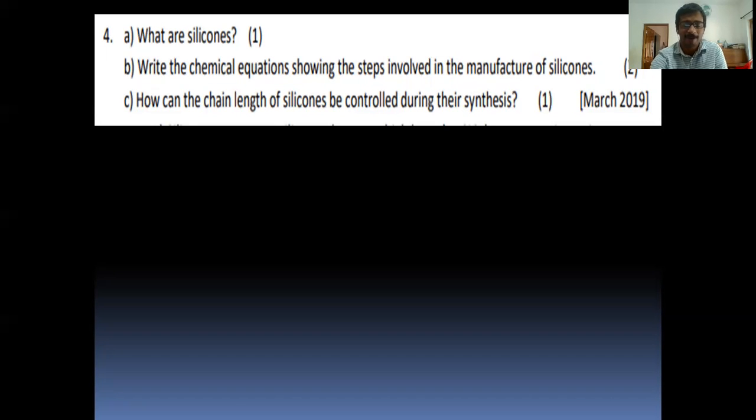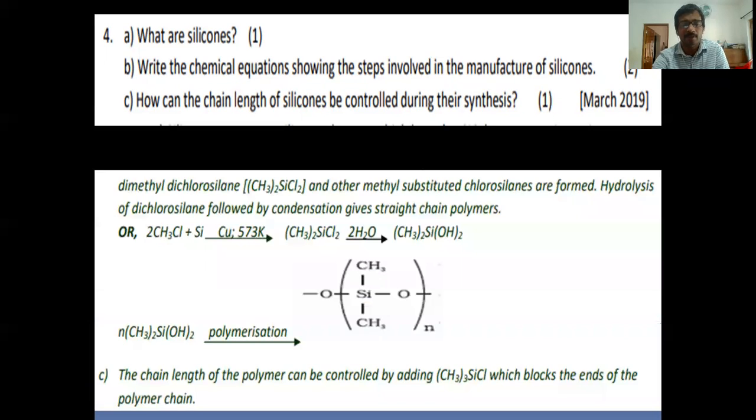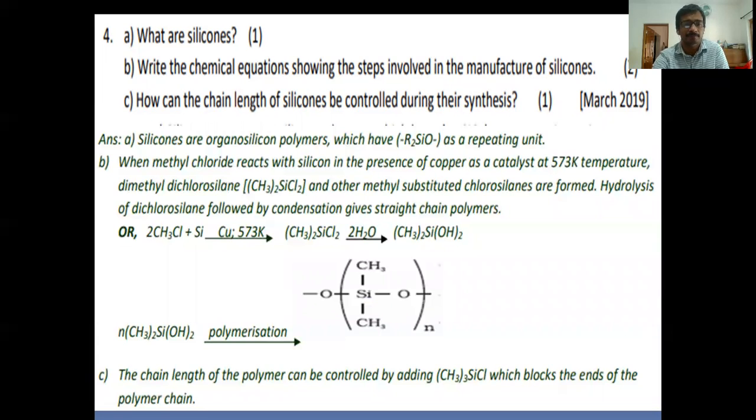What are silicones? Silicones are inorganic polymers with molecular formula (R2SiO)n. Here you can see R2SiO n times, or R2SiO as the repeating unit.